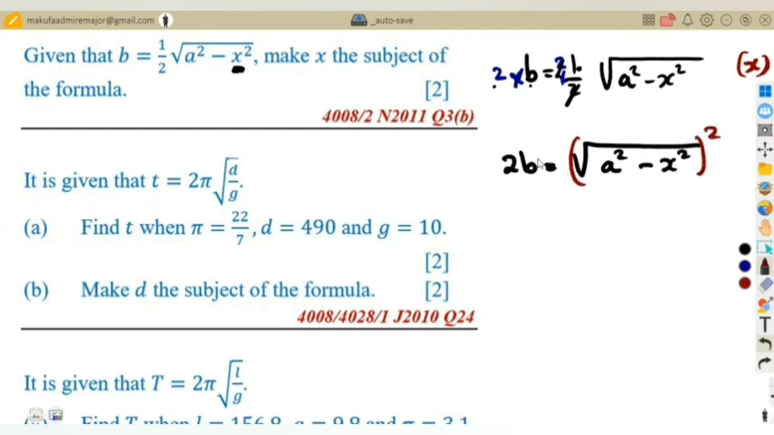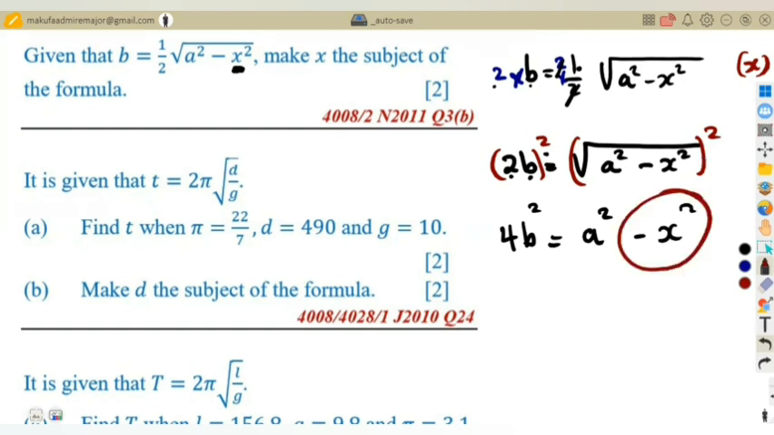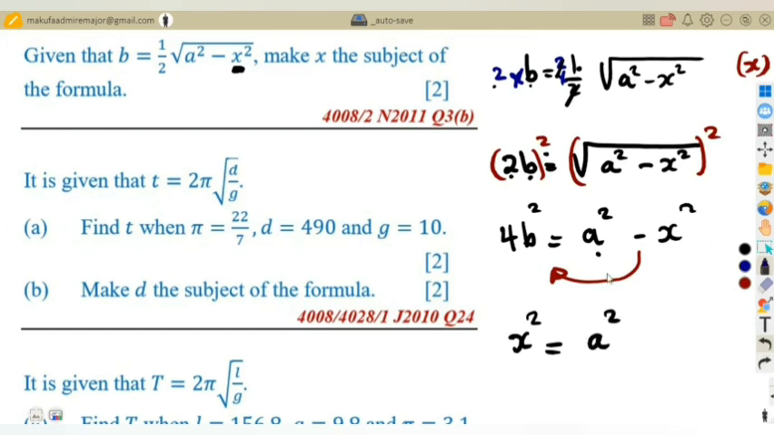Now we can square, since the X that we want is inside of the square root. So it's 2 squared, which is 4B squared, is equal to A squared minus X squared. That is, we have removed the square root, and we only have X here, but it's carrying a negative. So transpose it to the other side so that it becomes a positive. So X squared is equal to, we are left with A squared. We transpose 4B squared this side, so it's going to be minus 4B squared. X squared, introduce the square root to remove the squared here.